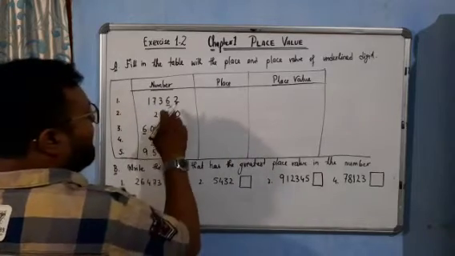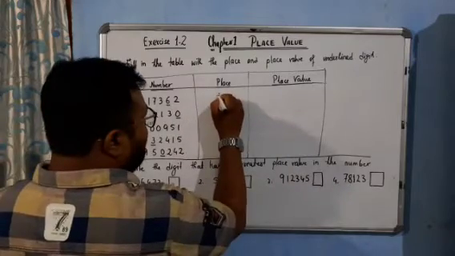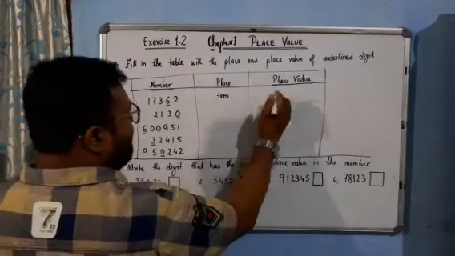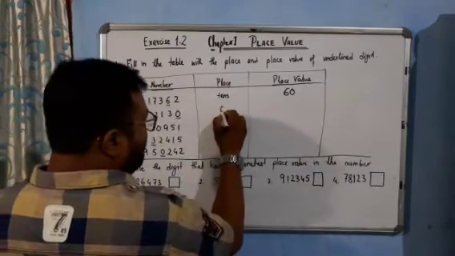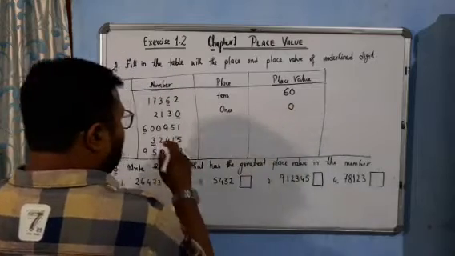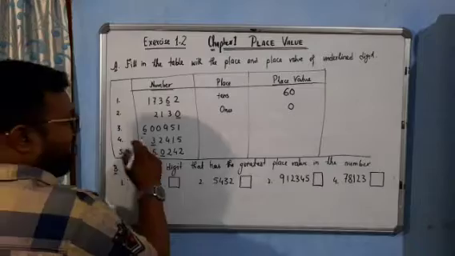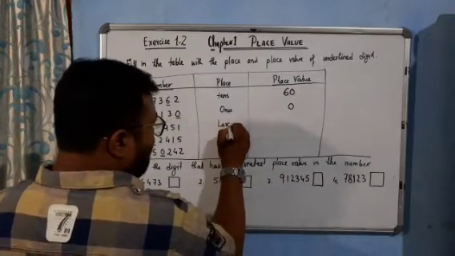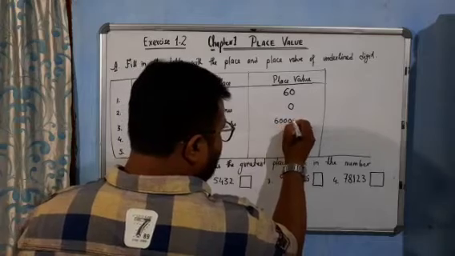Now 6 is in which place? 1's, tens. 6 is in tens place. So we will write tens and the place value will be 60. 0 is in 1's place and place value of 0 is 0. 6 is in 1's, tens, 100, 1000, 10,000, lakhs. So it is in lakhs place. Place value will be 6 lakhs.